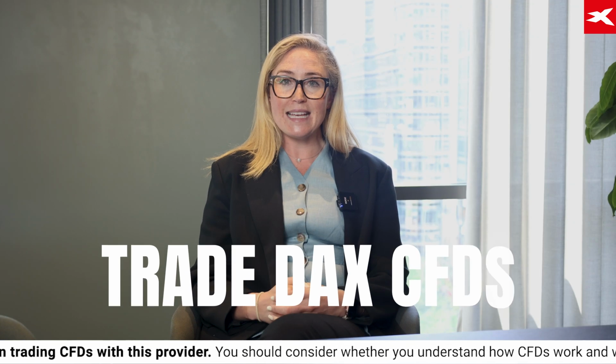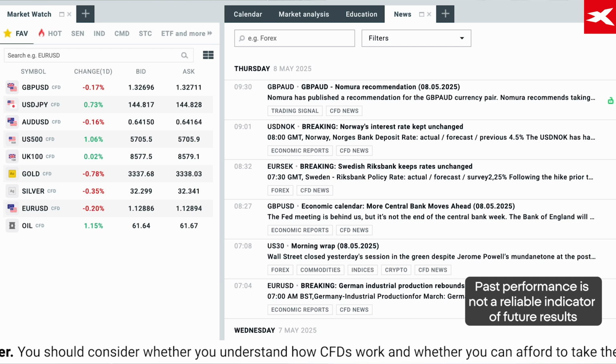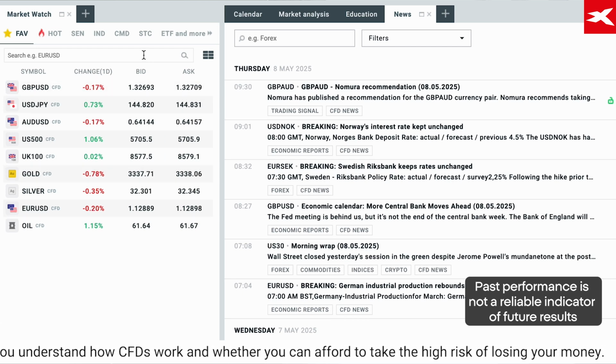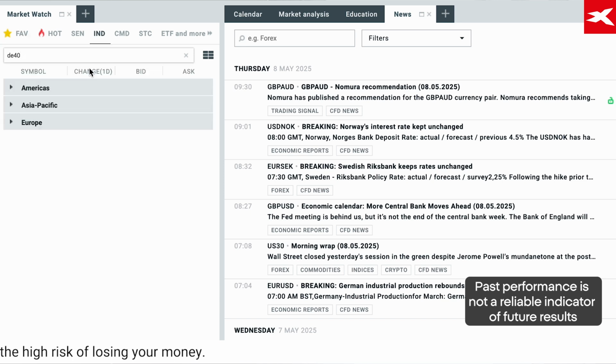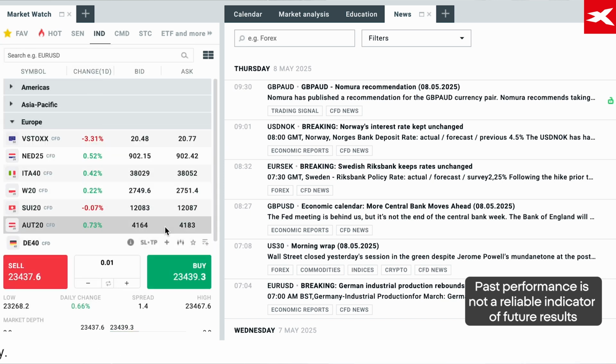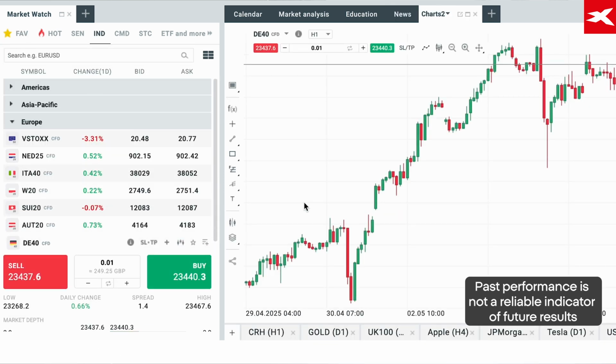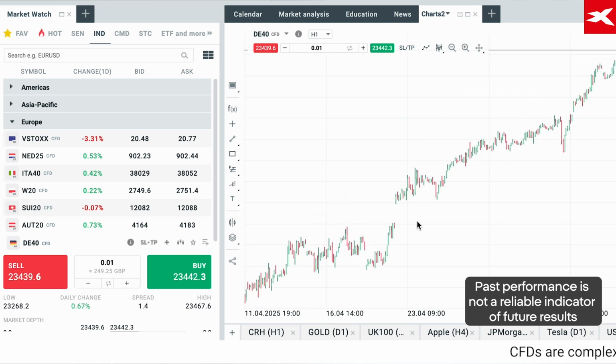How to trade DAX CFDs with XTB. You'll find the DE40, a CFD that moves and behaves exactly like the DAX index. We offer contracts for difference on over 1,500 global markets, including FX, indices, commodities, shares, and ETFs.